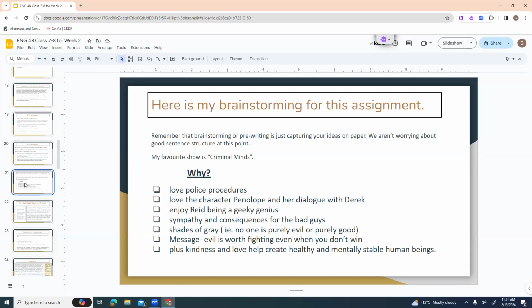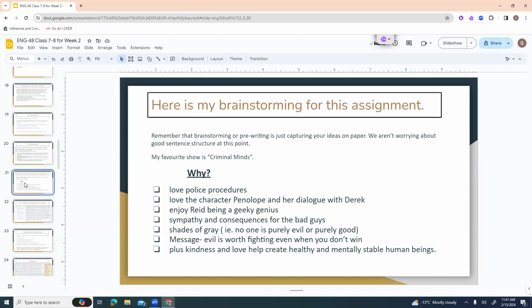I watch that a lot. Why? I love police procedurals. I love the character Penelope and her dialogue with Derek. And I know that may not make sense to you if you don't watch the show, but remember, this is my note for myself to remember what to talk about. I enjoy the character Reid being the geeky genius. I like that there's sympathy, but also consequences for the bad guys.